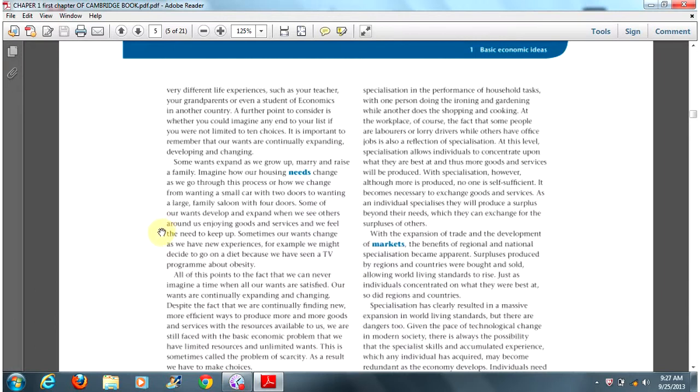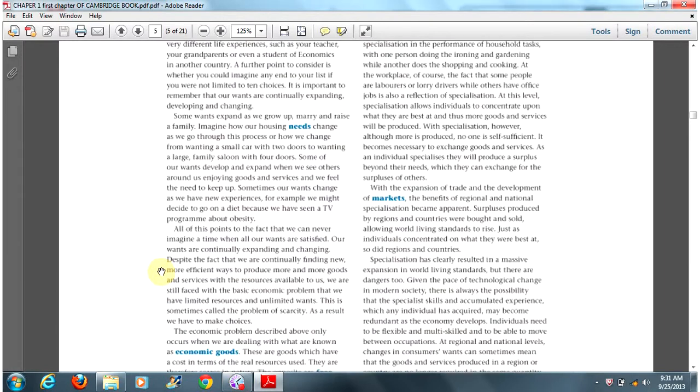Sometimes our wants change as we have new experiences. For example, we might decide to go on a diet because we have seen a TV program about obesity. All of this points to the fact that we can never imagine a time when all of our wants are satisfied. Our wants are continually expanding and changing.